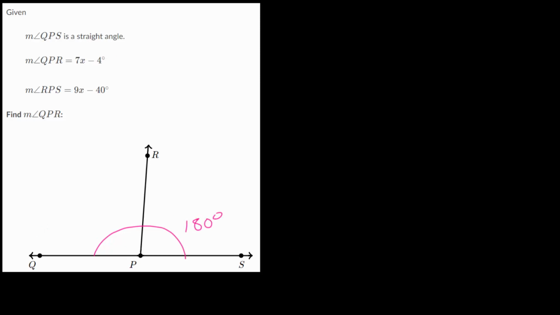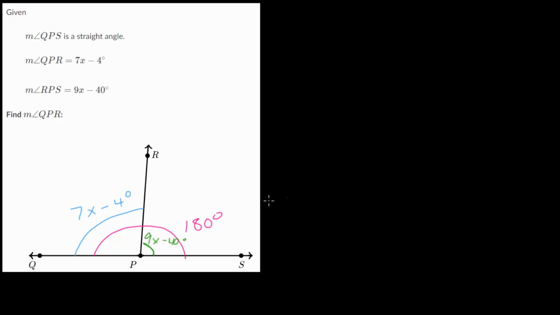And we're also told the measure of QPR, this angle right here, has the measure of 7x minus 4 degrees. And we're also told that the measure of RPS, this angle right here, this green one, is 9x minus 40 degrees. So these two angles combined, notice, make the angle of a line. Or essentially, QPR and RPS, these two angles, are supplementary. So they're going to add up to 180 degrees.